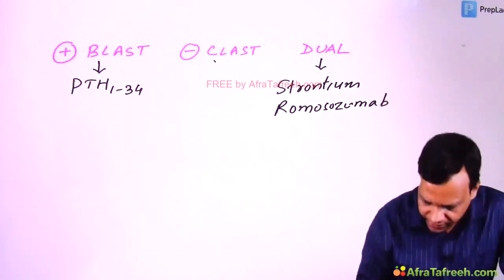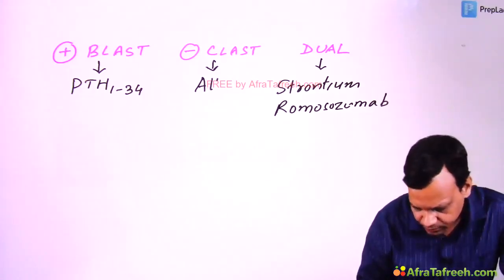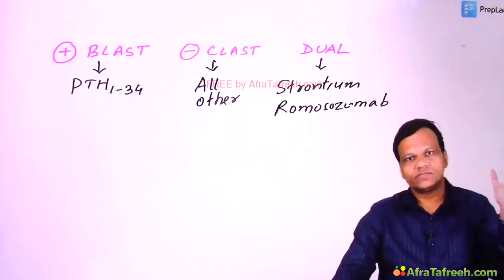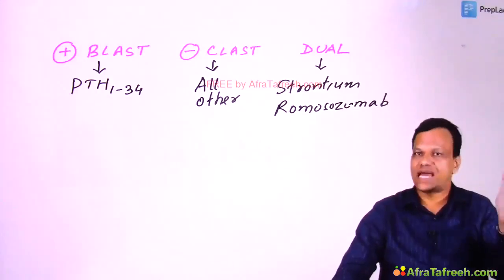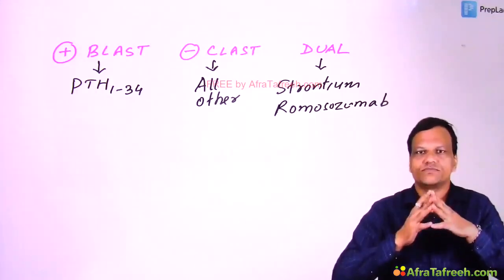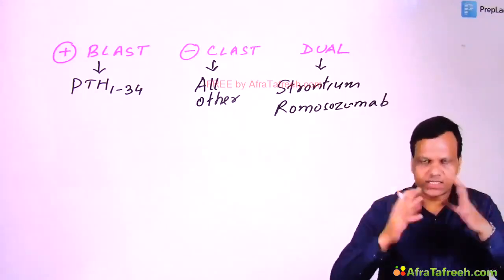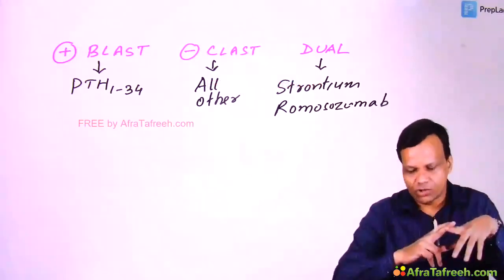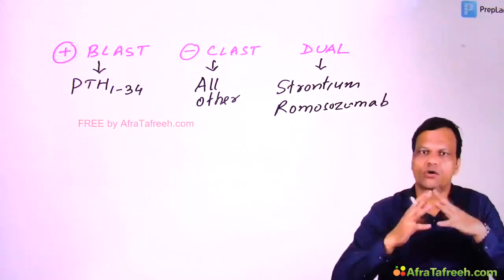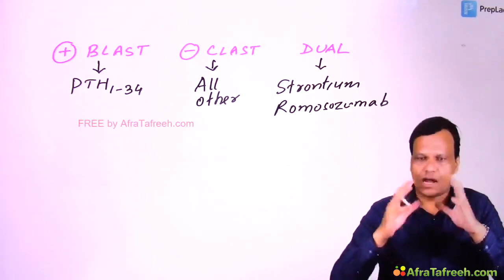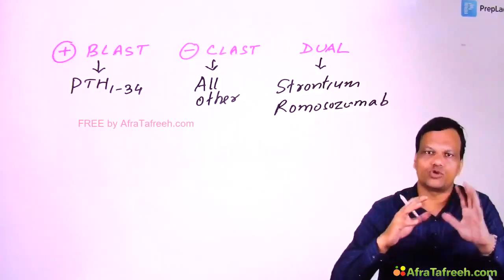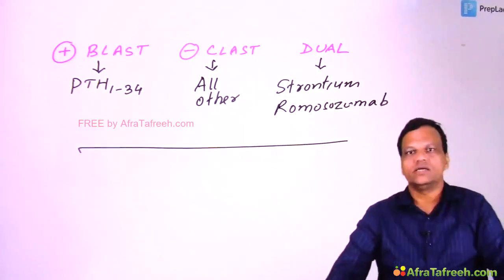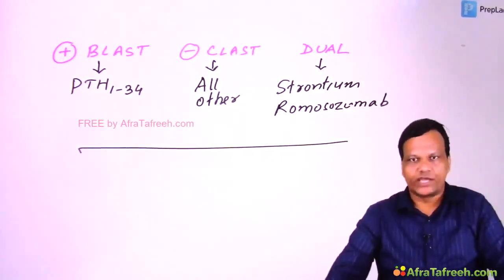And all other drugs inhibit osteoclast. All other means even estrogens, SERMs, bisphosphonates, denosumab. So only three drugs stimulate osteoblast. One is the teriparatide group, second is strontium group, third is romosozumab group. Clear? And out of these, strontium and romosozumab inhibit osteoclast also. Okay. So these are the important points regarding osteoporosis. Thank you.